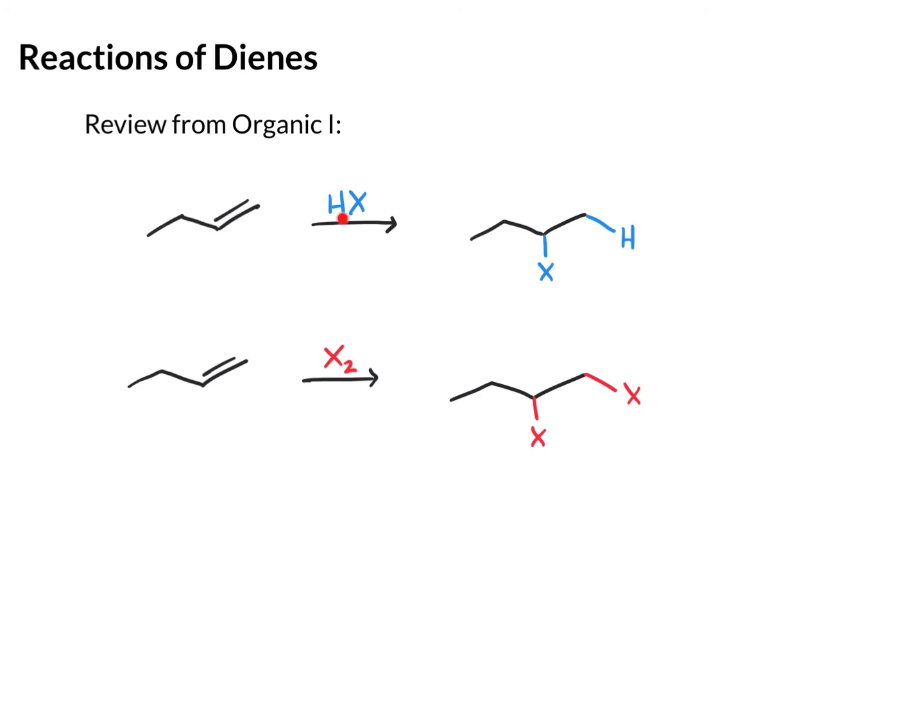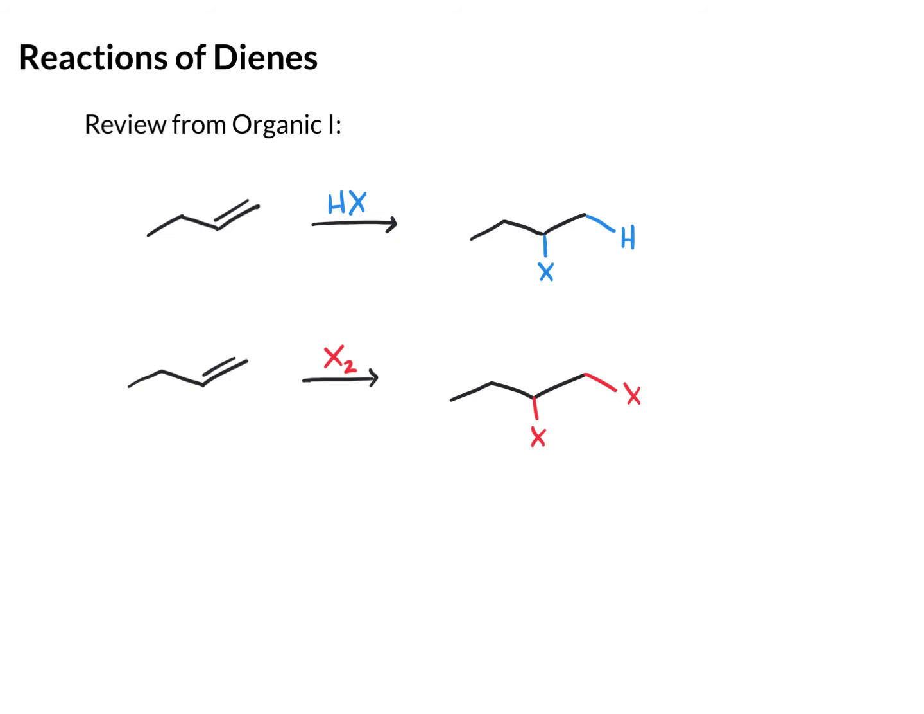the hydrogen and the halogen across this double bond in a Markovnikov fashion, meaning the hydrogen goes onto the carbon where you have more hydrogen, the halogen goes onto the more substituted carbon. If we take a double bond and add a halogen like Cl2, Br2, or I2, then both halogens add across that double bond. So we end up adding an X to this carbon and an X to this carbon.